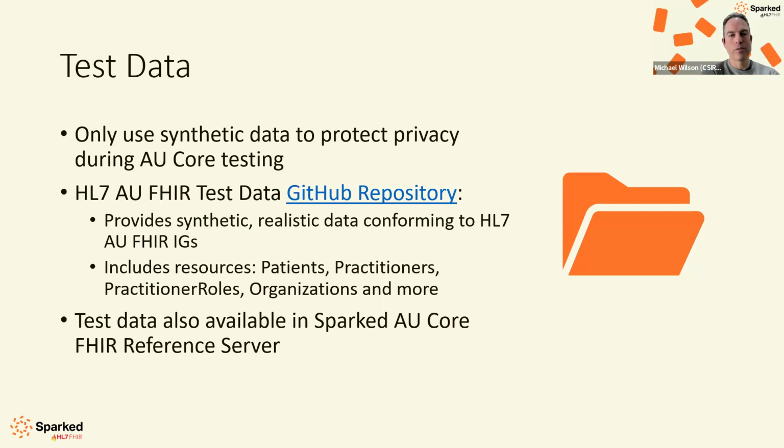This is a GitHub repository. We've put together some synthetic, so realistic-looking, data that conforms to a number of HL7 AU IGs, but predominantly it's AU Core that's there at the moment. We've got things like patients, practitioners, practitioner roles, organizations, and much more in there that provides a starting point. It's by no means comprehensive, but it provides a really good starting point for having a set of test data to represent things we want to test in AU Core.